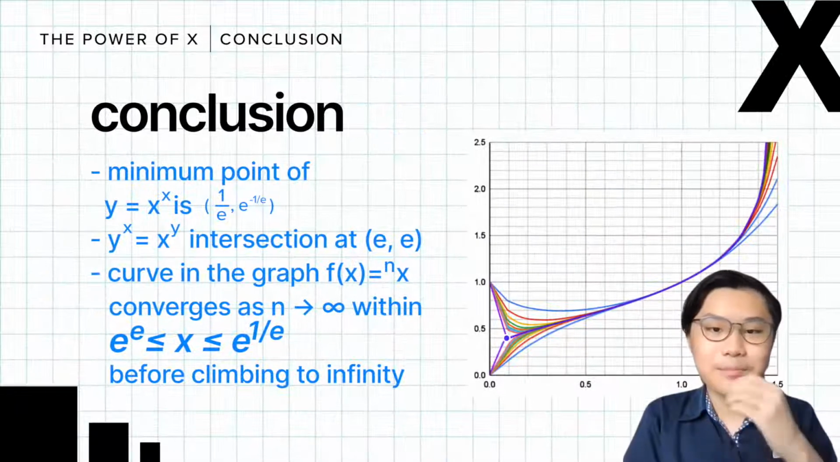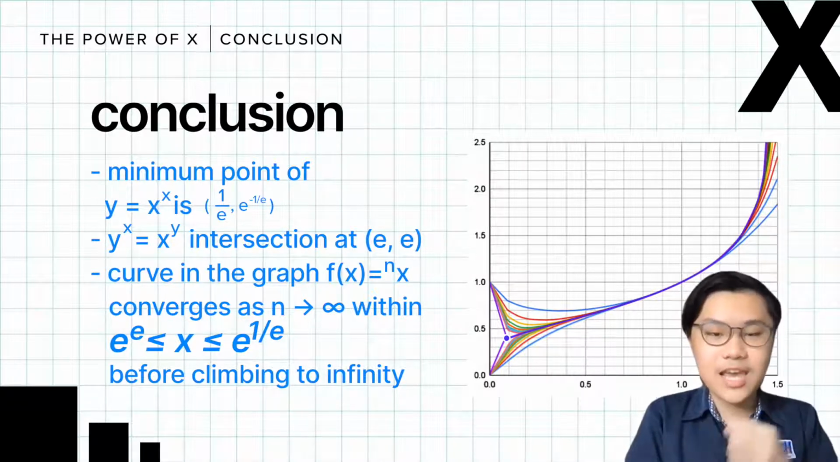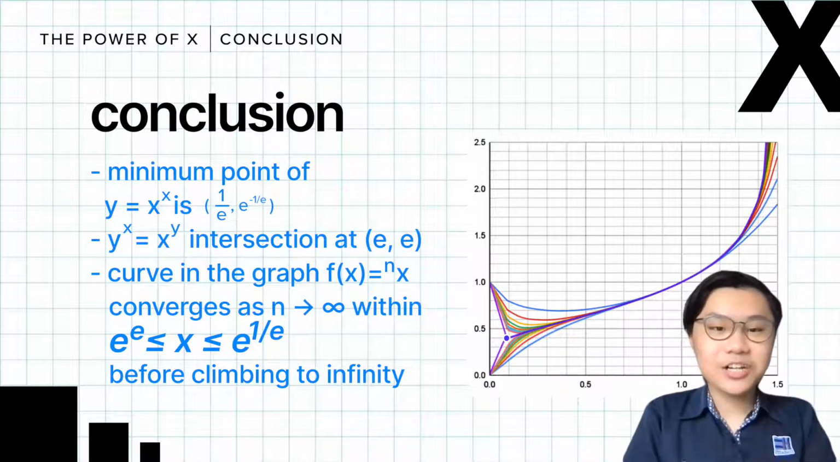In conclusion, the minimum point of y equals x raised to x is 1 over e comma e raised to the power of negative 1 over e. The intersection of y to the x equals x to the y is at (e, e). And lastly, the curve in the graph of f(x) equals x raised to n heights converges as n approaches infinity.